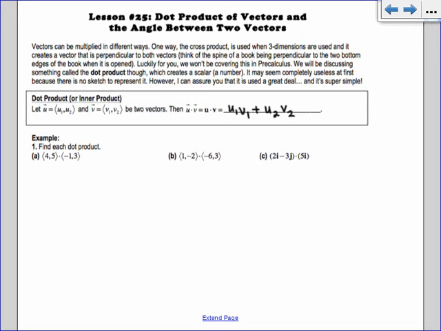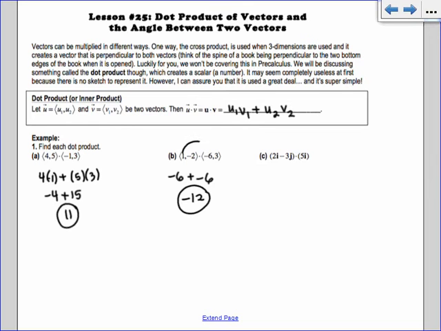In example number 1, I have 4, 5, and I have -1, 3. So I'm going to do 4 times -1, and add it to 5 times 3. So I get -4 plus 15, which creates the number 11. So 11 is the dot product of those two vectors. The next one, I'm going to have -6 plus -6, so I end up getting -12. I just took the two x components and multiplied them together, took the y components and multiplied them together, and then added, and got -12.